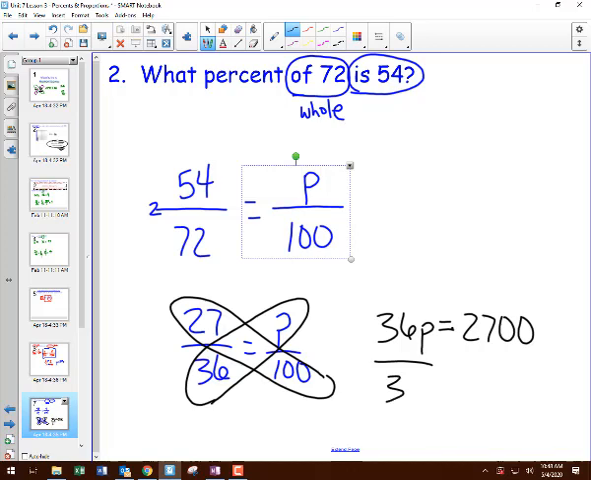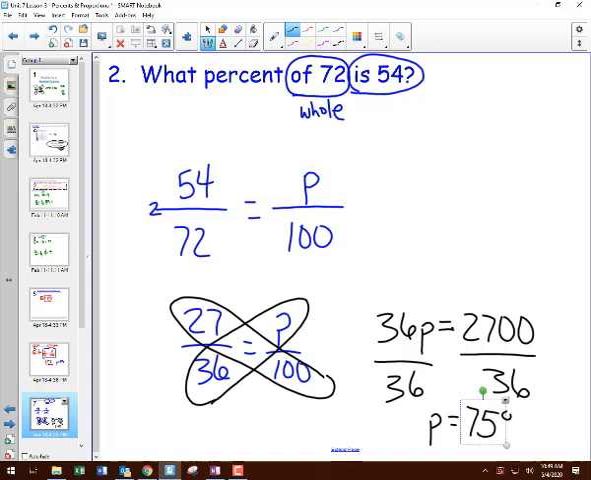Isolate the variable, so divide both sides by 36. Okay, 2700 divided by 36. You can use your calculator on this section. If I didn't mention that already, it's going to equal 75. Okay, this is a percent we're finding, so P is going to equal 75%. You can plug that back in, go 36 times 75, it should get you 27 times 100. Okay, you can always check yourselves on these.